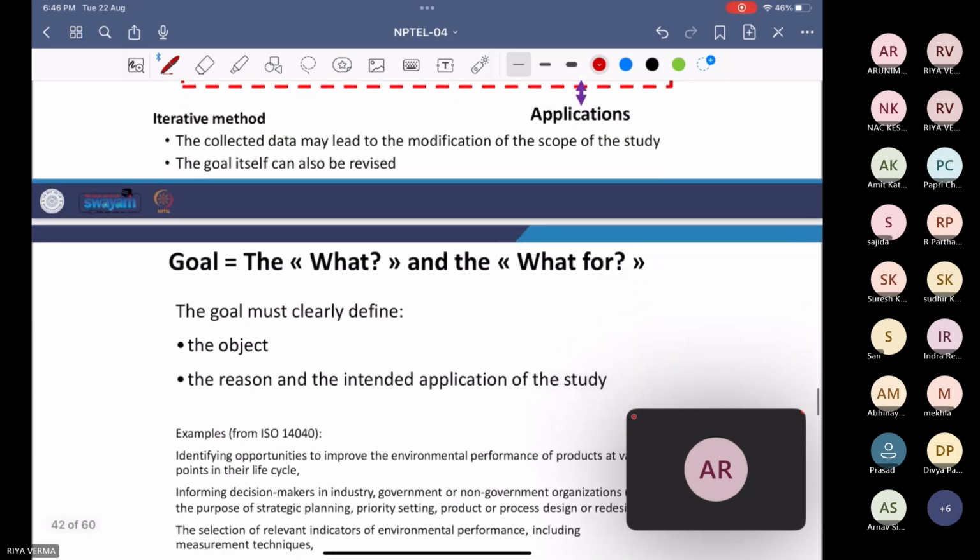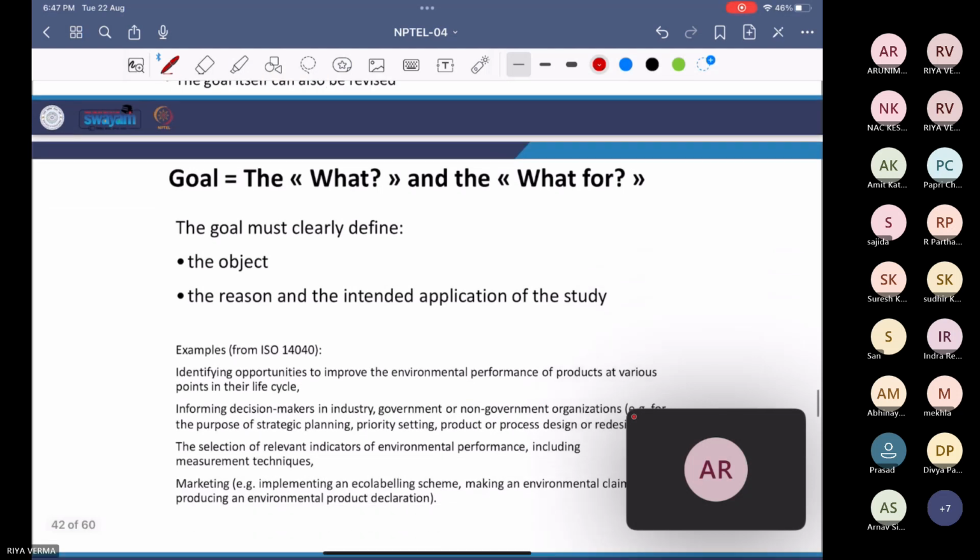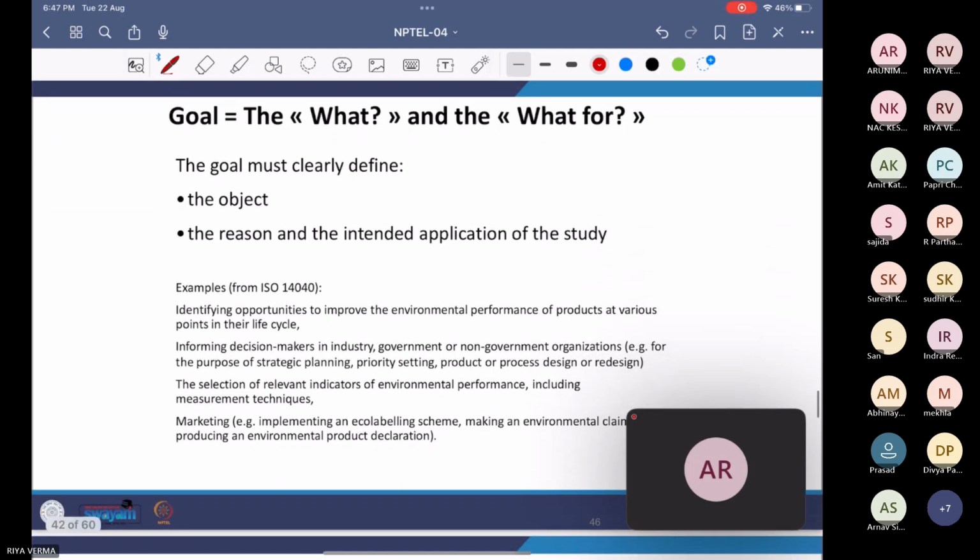So what is the goal of the study? Basically the goal is the what and the what for of the study. So what should be defined by the goal of a study? The goal must clearly define the object and the reason and the intended application of the study. So these are the things that are being defined in the goal of a study.